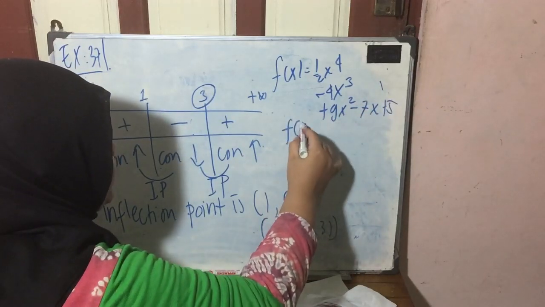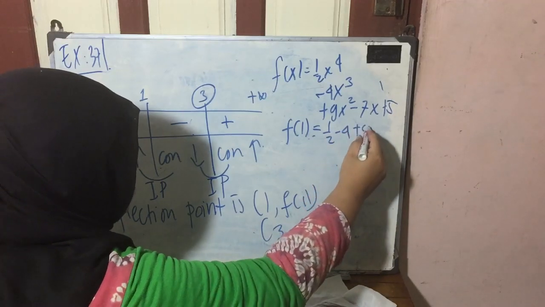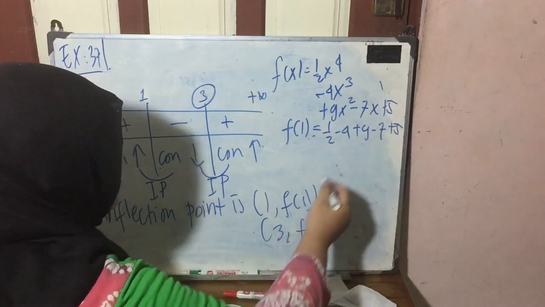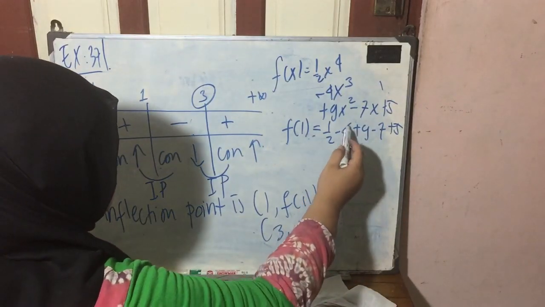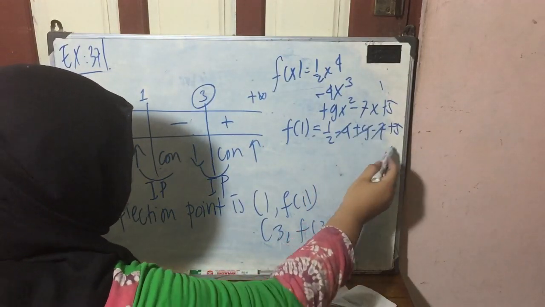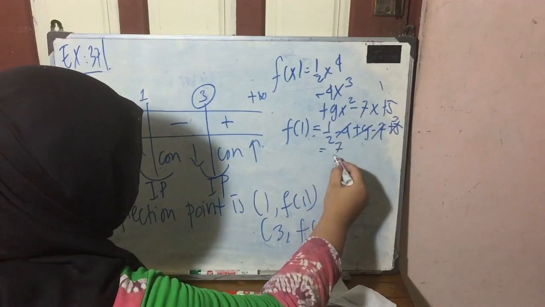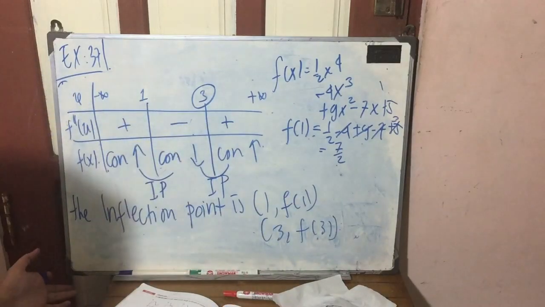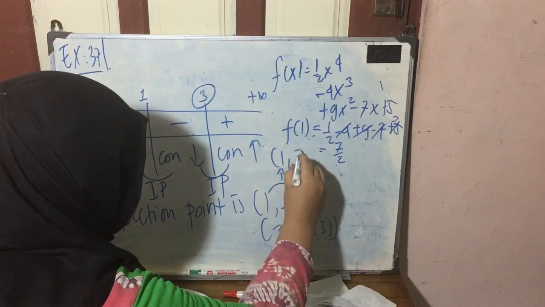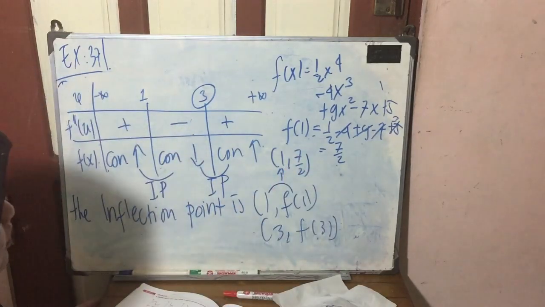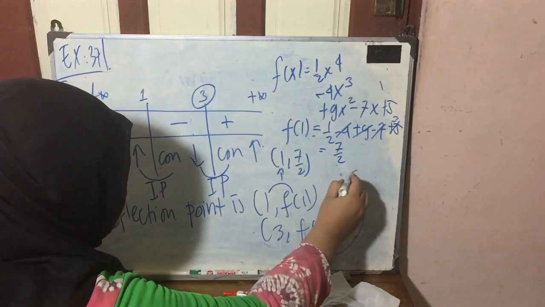So you substitute x equals 1 here: half minus 4 plus 9 minus 7 plus 5. That gives minus 4, minus 11, minus 2, 5, 3 and a half, which is 7 over 2. So f(1) equals 7 over 2.